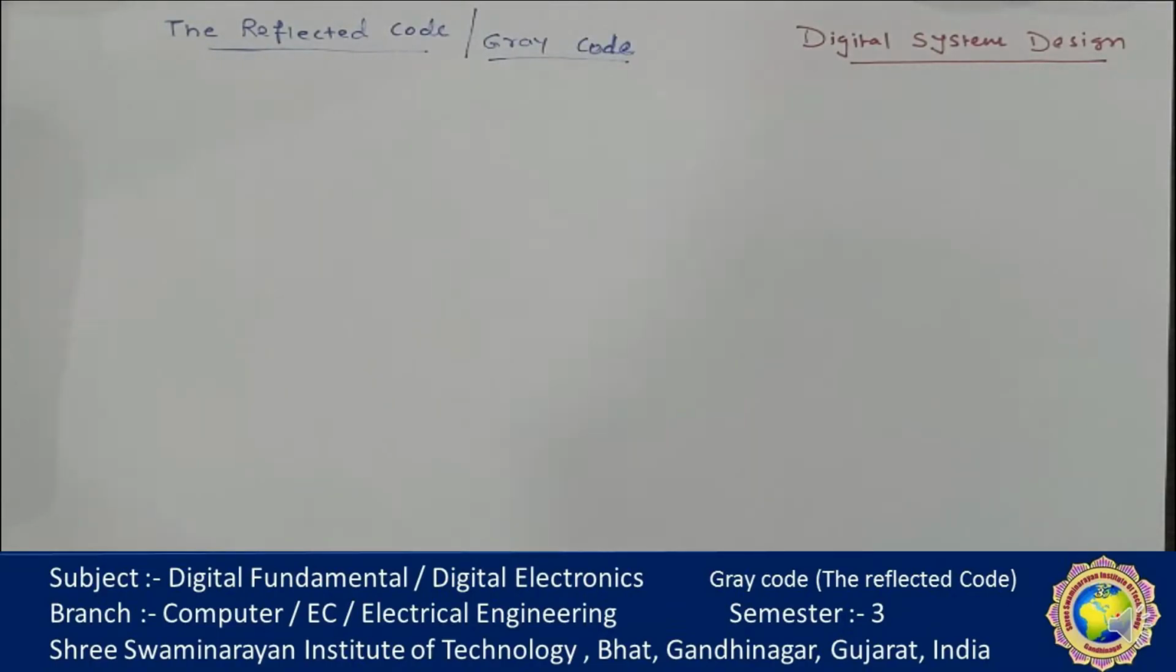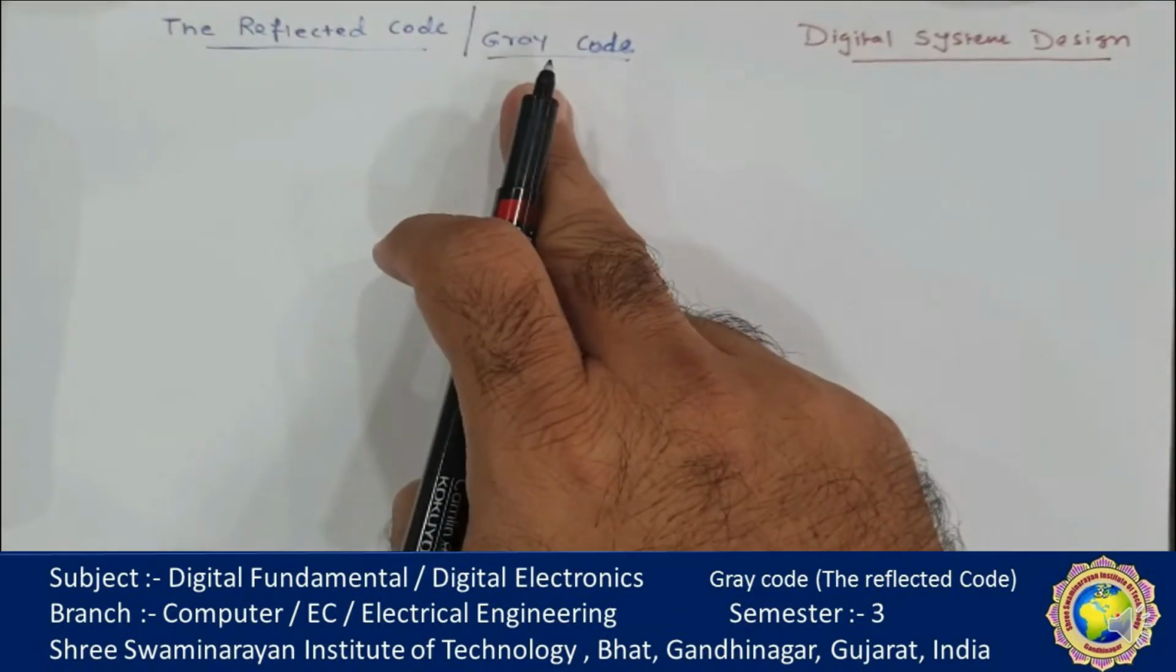Welcome friends, in the lecture series of digital system design, means digital electronics. We discussed a number of different coding systems, numbering systems. Today we will discuss the reflected code, or it is also known as a Gray code, G-R-A-Y.